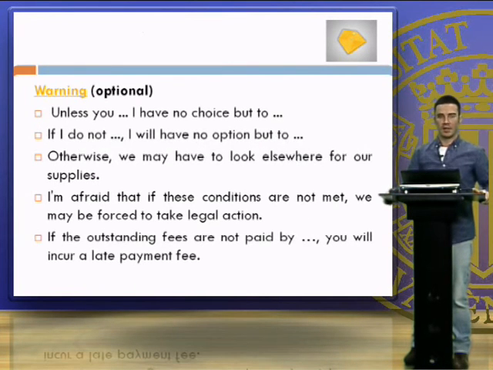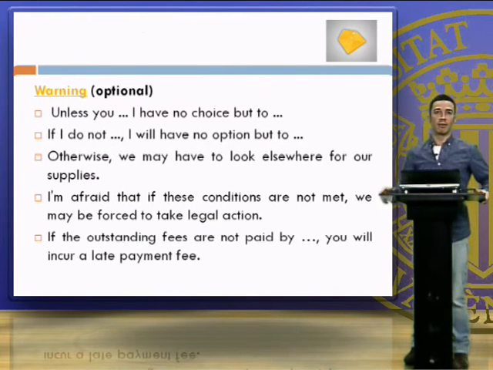Great. As I told you before, the warning or threat section is optional, and we shouldn't threaten legal action until we have tried it a couple of times before. These are some of the expressions we can use.